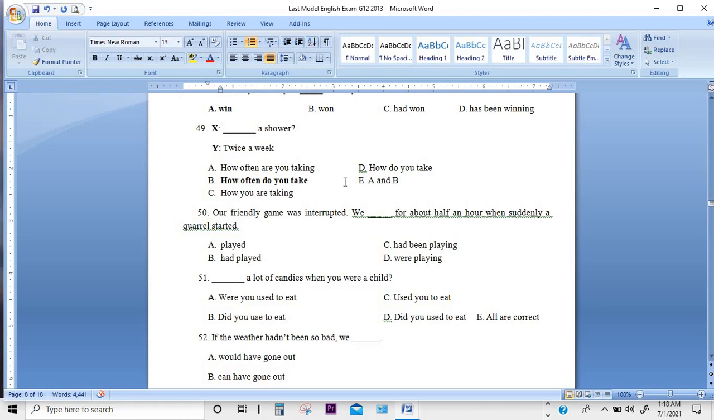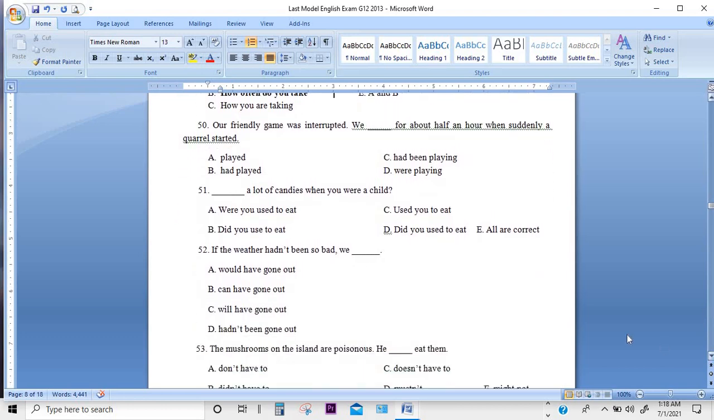How often do you take is also possible. But according to our grammatical analysis, we use simple present tense. Okay, we use simple present tense in this question. So how often do you take a shower? Not how often are you taking. No. So we use B. Okay.